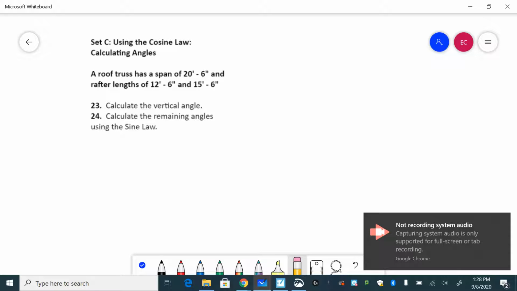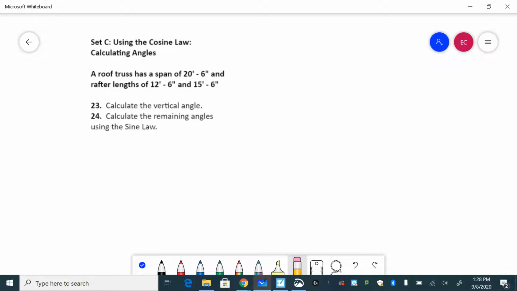A roof truss has a span of 20 feet 6 inches and rafter lengths 12 feet 6 inches and 15 feet 6 inches. So the question is, how do you know whether this is offsetting or just a regular truss where you can cut it down the middle and cut the span exactly in half? Well, the rafter lengths tell you this. If you have different rafter lengths, then when you draw this triangle, naturally one rafter length has to be longer than the other one. So AKA you must be working with an offsetting roof truss.